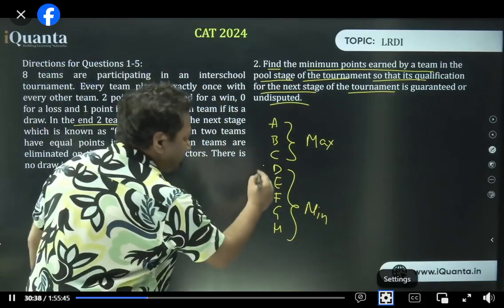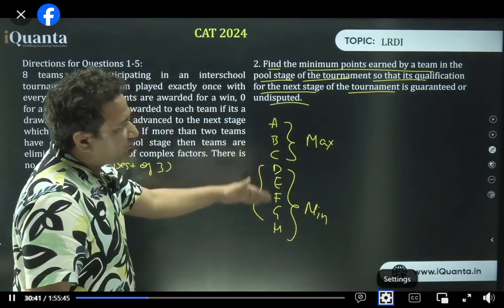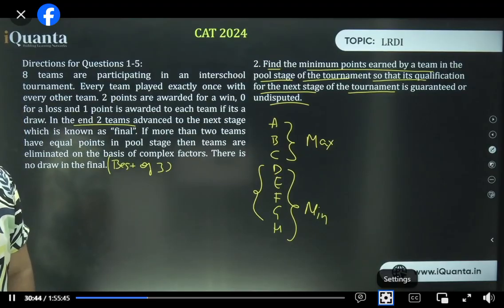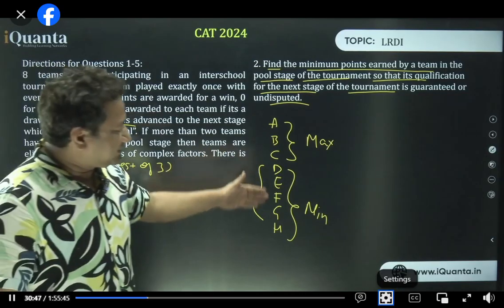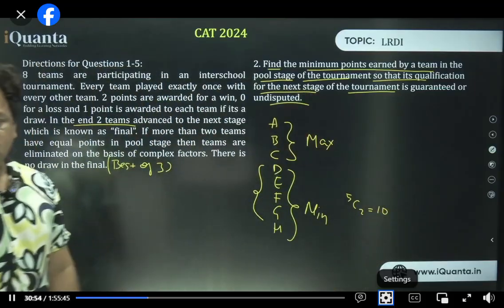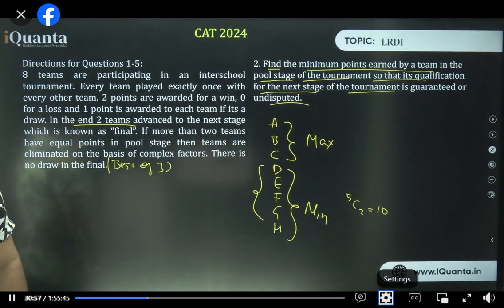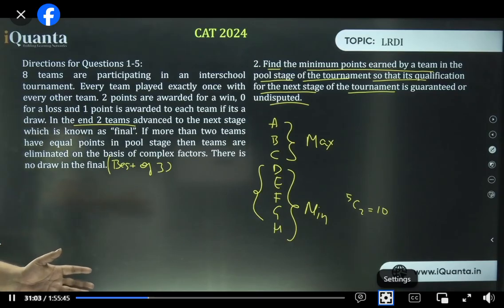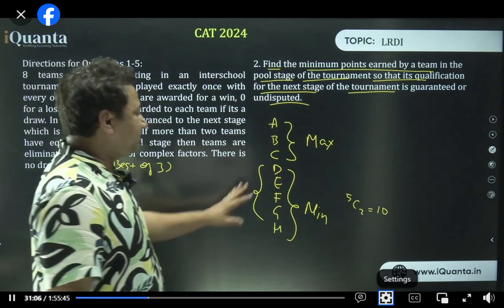Tell me something. These 5 teams, how many matches would they have played? These 5 teams would have played how many matches? 5C2? That is 10, isn't it? Is that right? Everyone, look at this. Look at the calculation. है ना? 10 matches they must have played amongst each other.